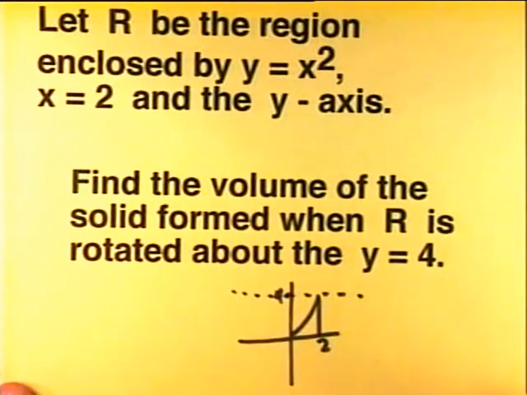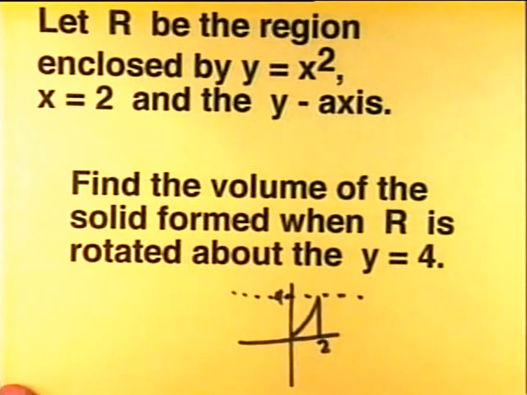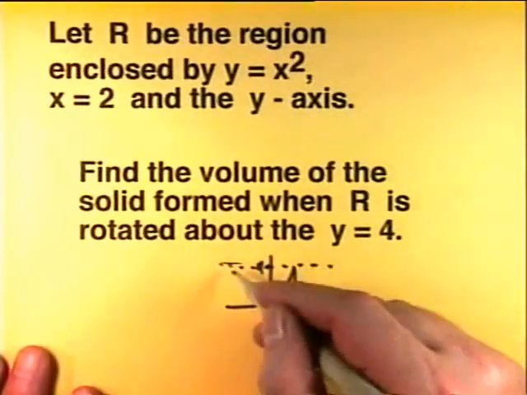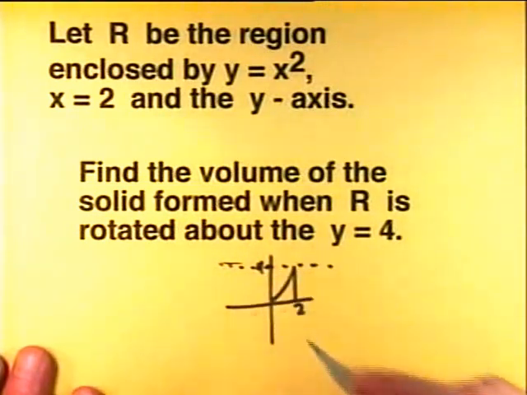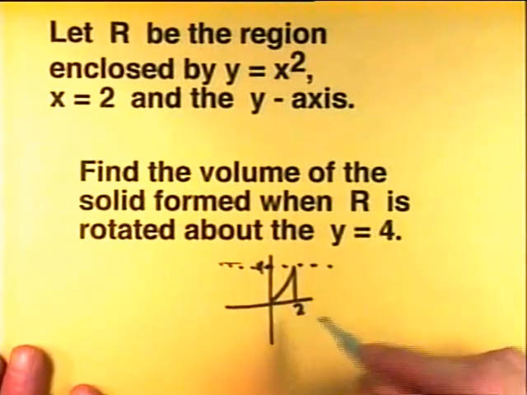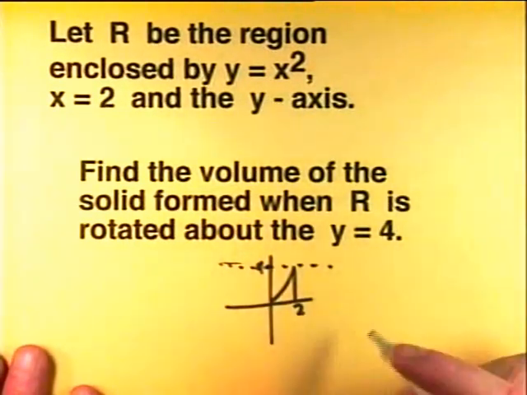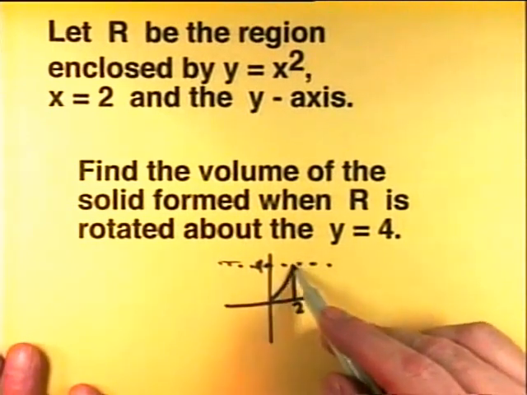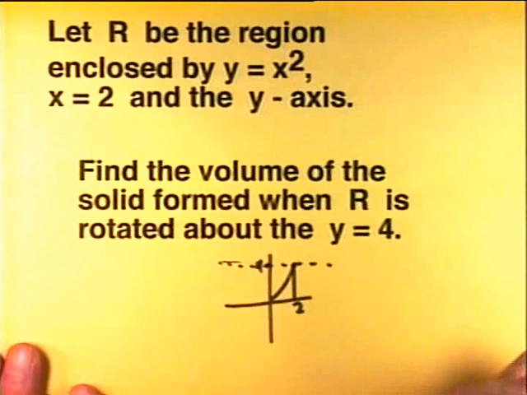Is the integral going to be from 0 to 2 or 0 to 4? 0 to 2, because we're rotating about a horizontal line, like the x-axis, right? So therefore, you integrate. Find a point. That right there is going to be (2, 4). I've got the point 2 and 4 there.